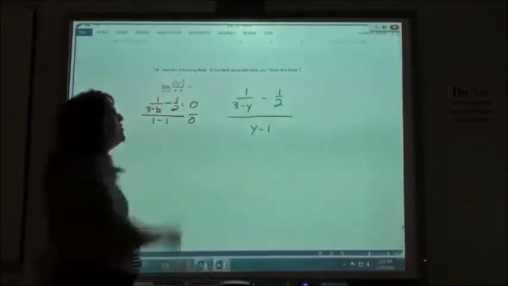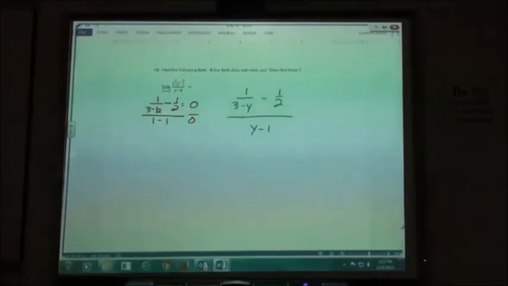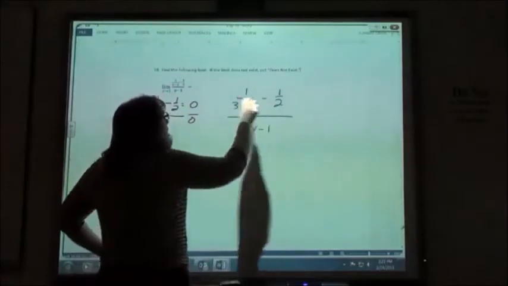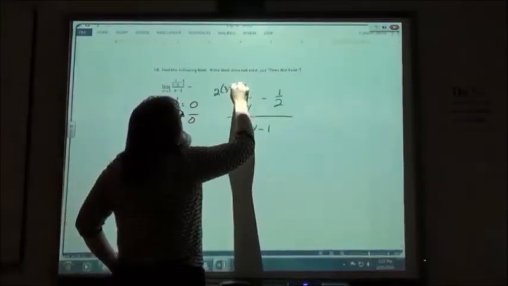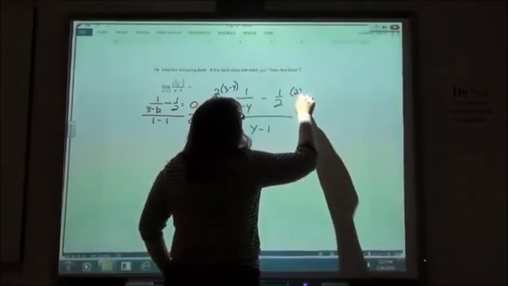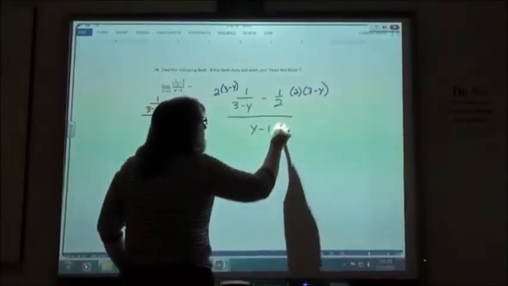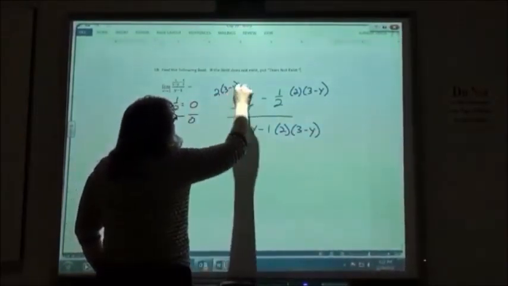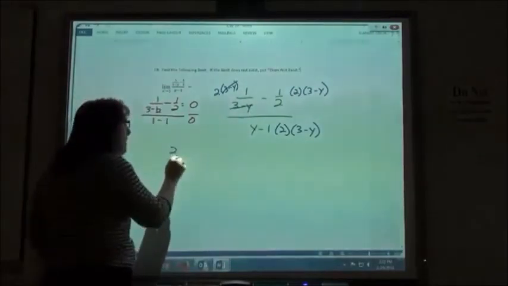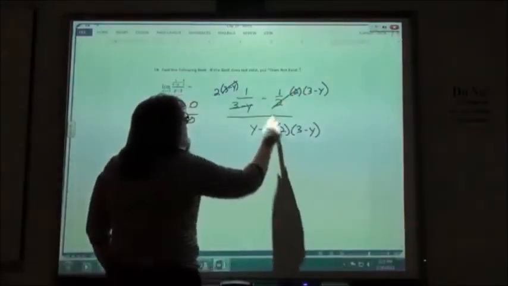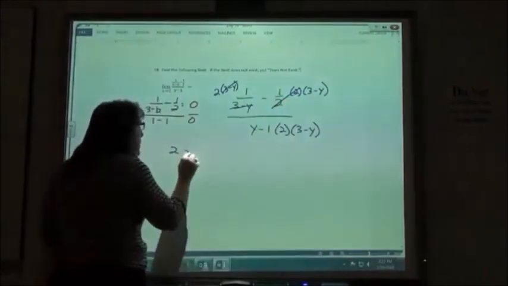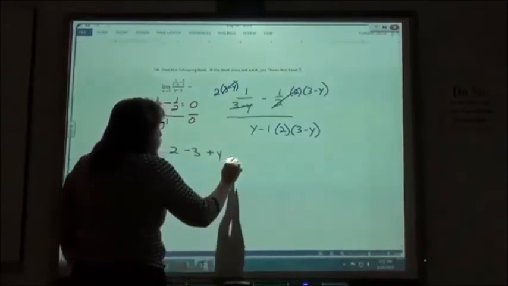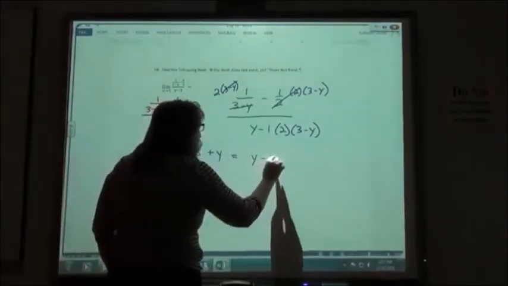Here I have a complex fraction, a fraction within a fraction. I want to simplify that, so I'm going to multiply every term by my common denominator. So I'm going to multiply by 2 and 3 minus y. Here I'm going to multiply by 2 and 3 minus y. Down here I'm going to multiply by 2 and 3 minus y. So here the 3 minus y cancels out. 2 times 1 is 2. Here the 2's cancel out. Negative 1 times 3 would be minus 3. Negative times a negative is going to be a positive y. So on the top, I'm going to have y minus 3.